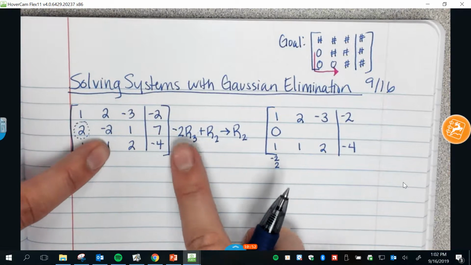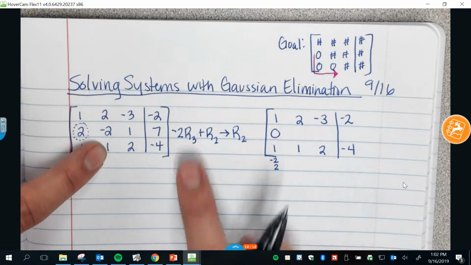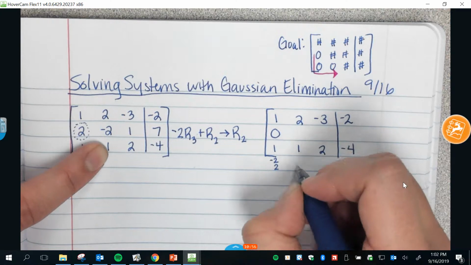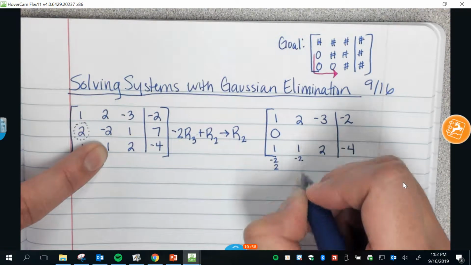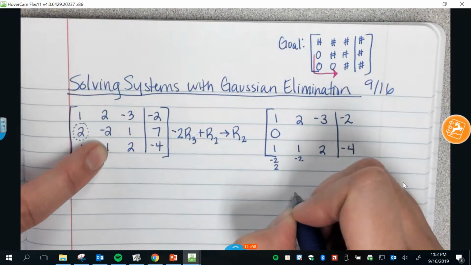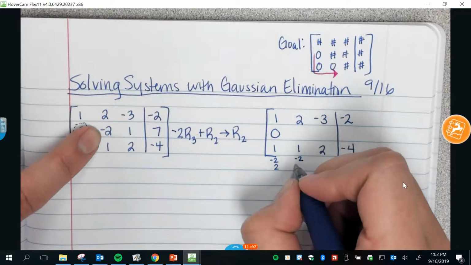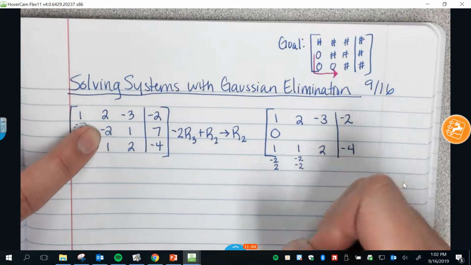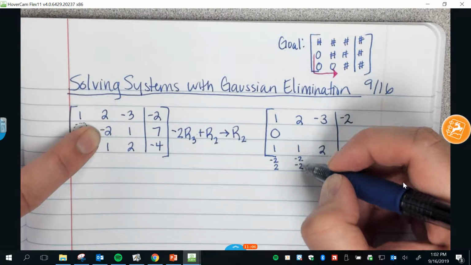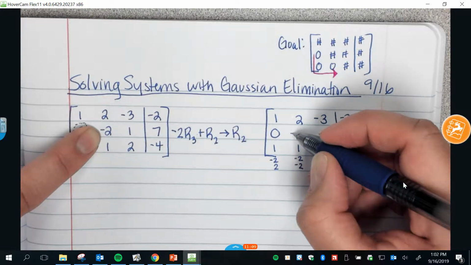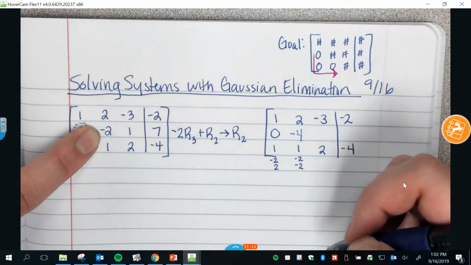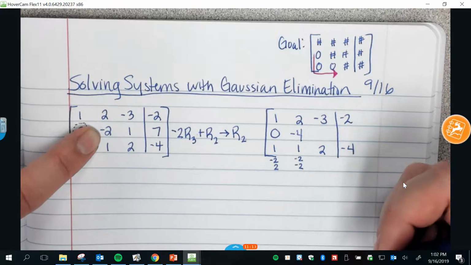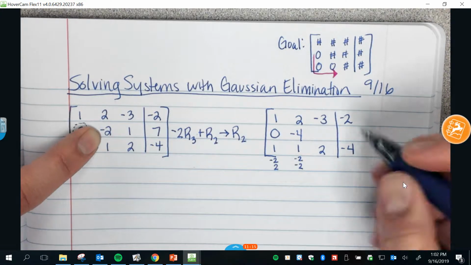Now I move on. Negative 2, row 3, so that would be this number. Negative 2 times 1 is negative 2. I'm going to add it to row 2. Row 2, I have a negative 2. And I add those two numbers together. Gives me negative 4, right? Okay. Now I keep going.